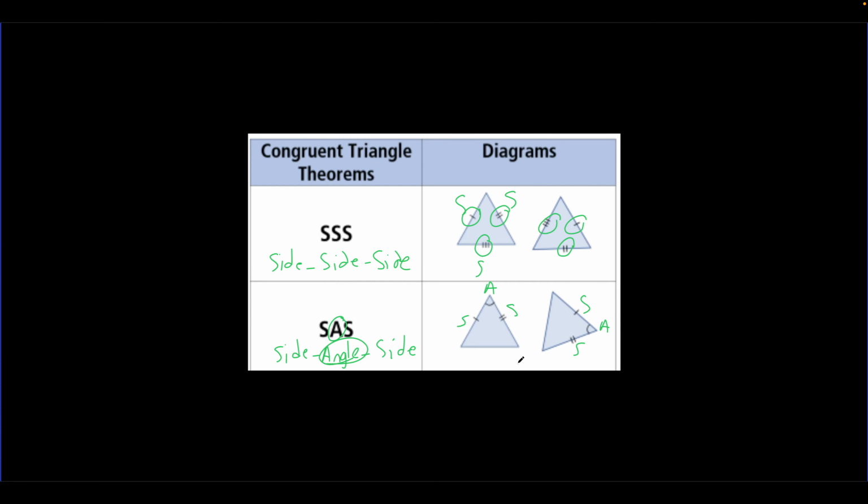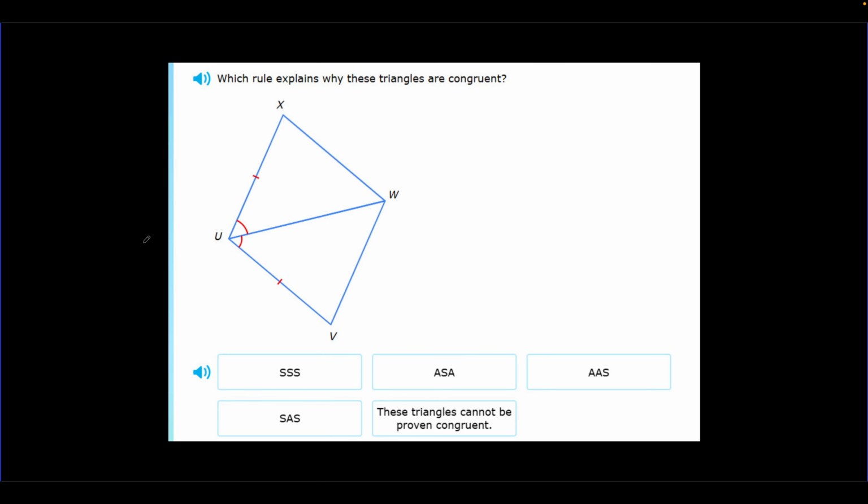So let's see how these work. It says, which rule explains why these triangles are congruent? So we have a side, we have an angle, and you'll notice that this WU is in both triangles. It's a side in both of these triangles, and therefore it's the same length in both. And so now I have side, angle, side.